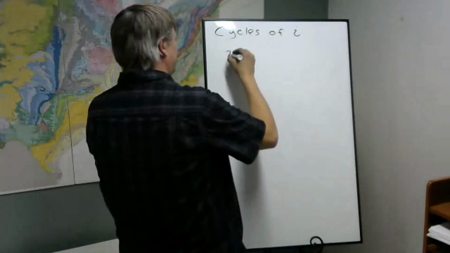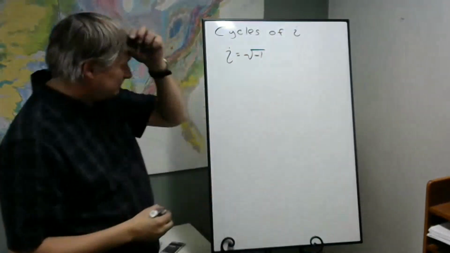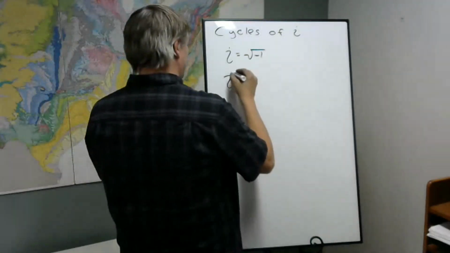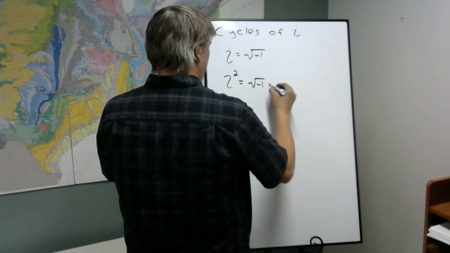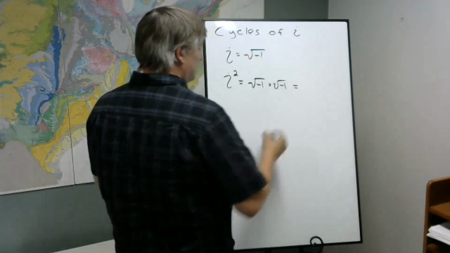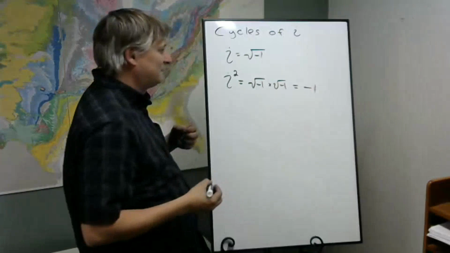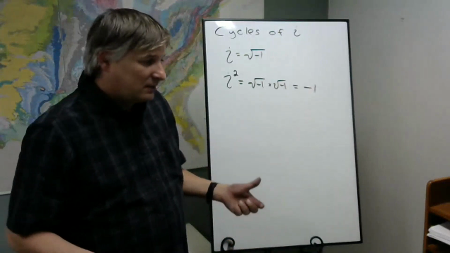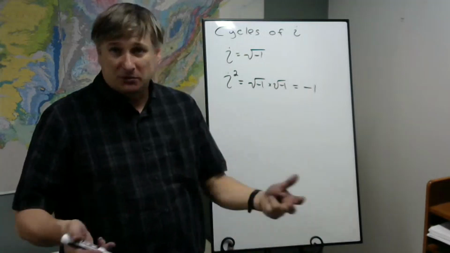I is the square root of minus 1. Now, I squared would be the square root of minus 1 times the square root of minus 1, which is just minus 1. Square root of minus 1 times square root of minus 1 is minus 1, just like the square root of 2 times the square root of 2 is just 2.